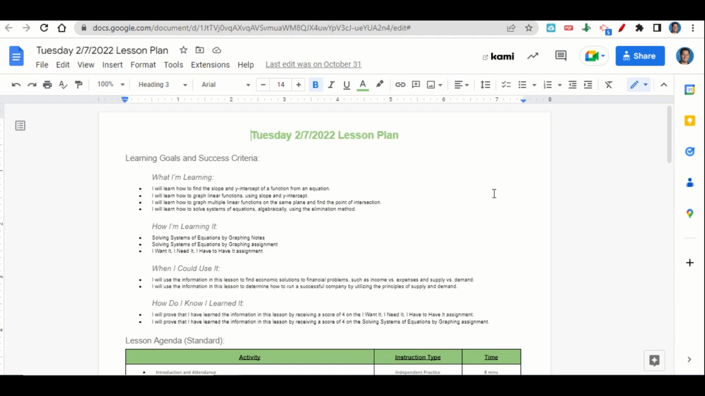How do you know you learned it? By getting a score of 4 on the solving systems of equations by graphing assignment and a 4 on the I want it, I need it, I have to have it assignment.